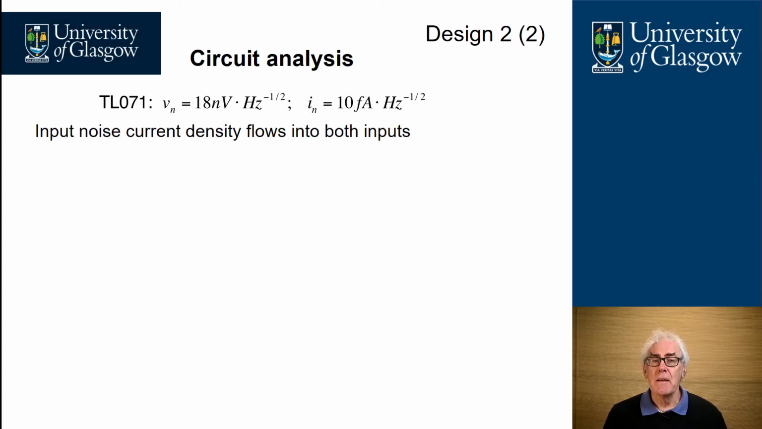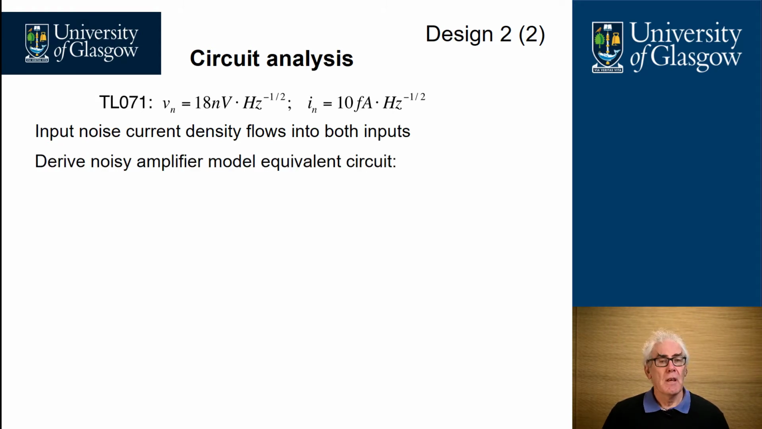Let's look at the basic parameters for the design. So we have a TL071. From the datasheet, we have an 18 nanovolts per root hertz noise voltage, and it has an input noise current of 10 femtoamps per root hertz. And because of the configuration we've designed here, our input noise current density will flow into both inputs.